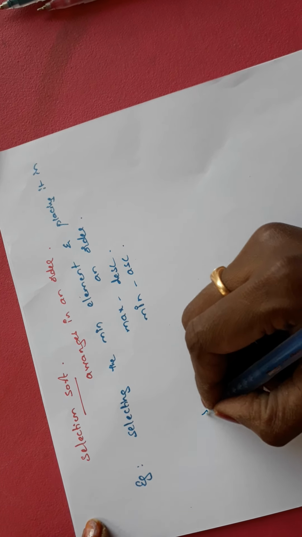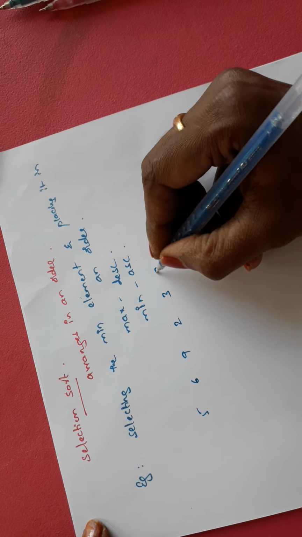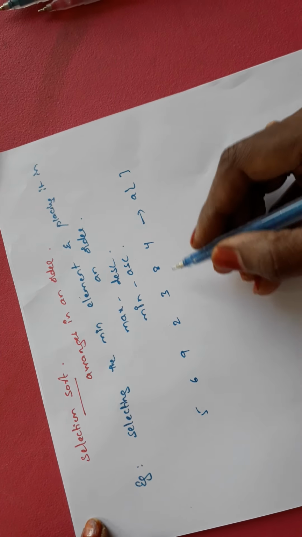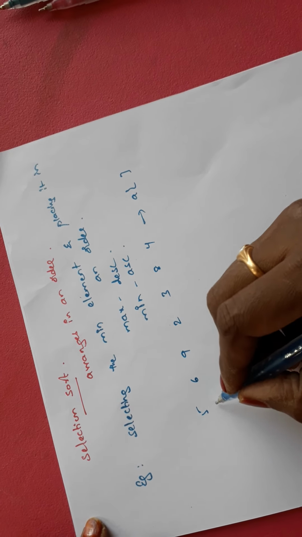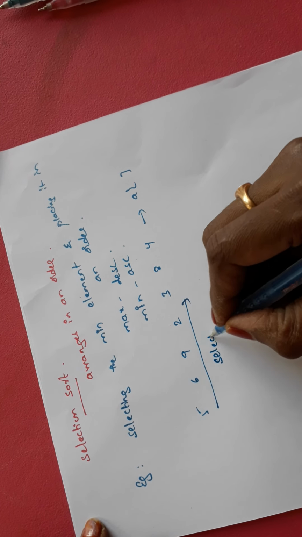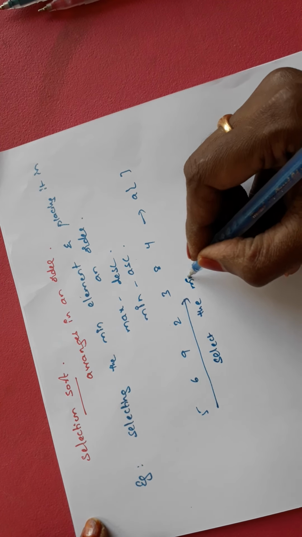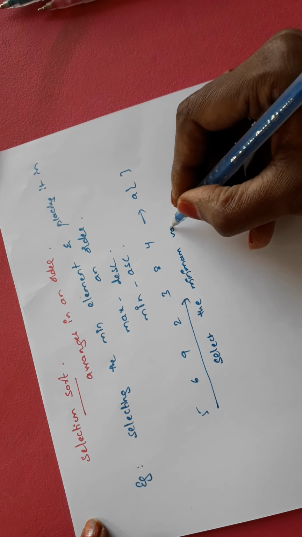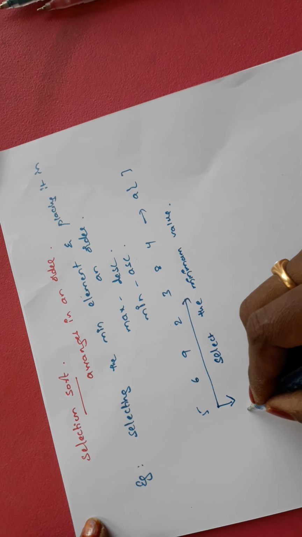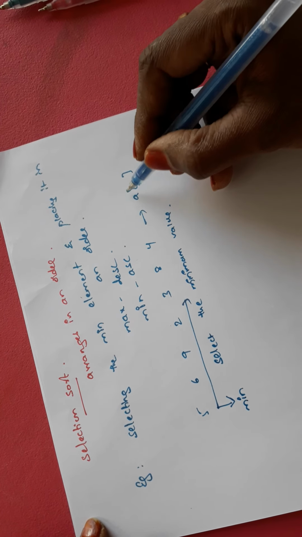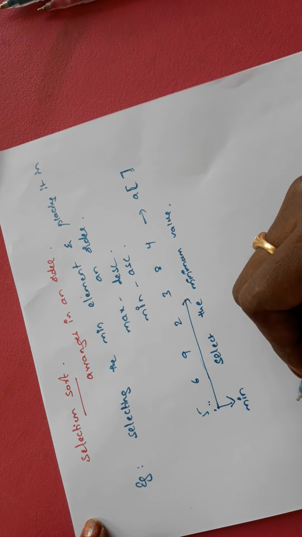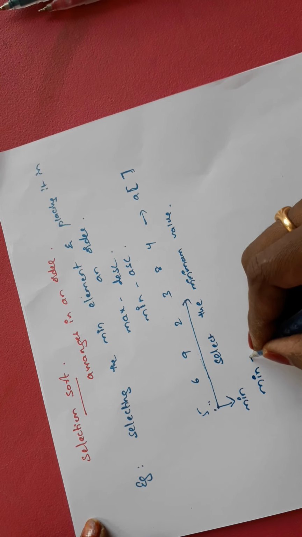Let us take the example 5, 6, 9, 2, 3, 8, 4. This is an array which contains a set of integer values. Now from this data, select the minimum element. How do we select the minimum value? We don't know, so first assume that this is the minimum value. Assume that 5 is the minimum value. Okay, now min equals 5.